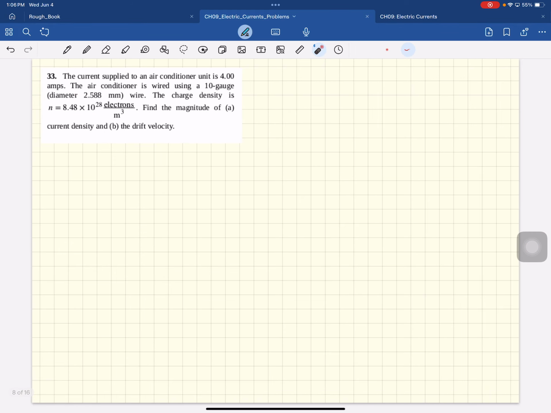All right, so the current supplied to an air conditioner unit is 4 amps. The air conditioner is wired using a 10 gauge diameter wire. The charge density is 10 to the 29 electrons per meter cube. Find the magnitude of the current density and the drift velocity.